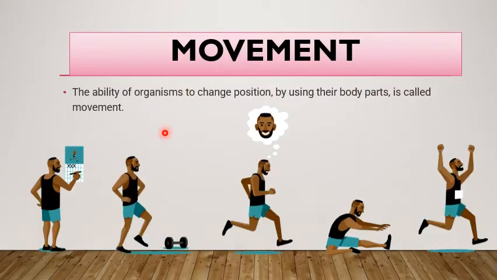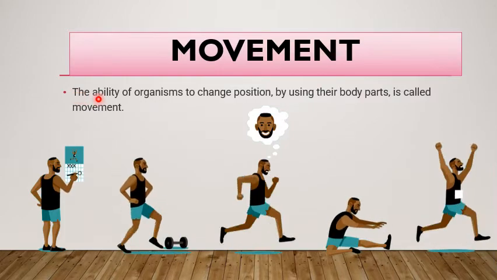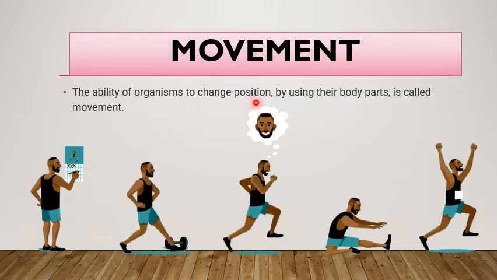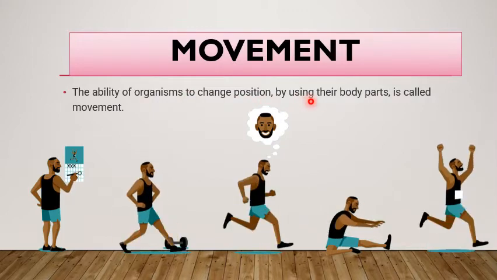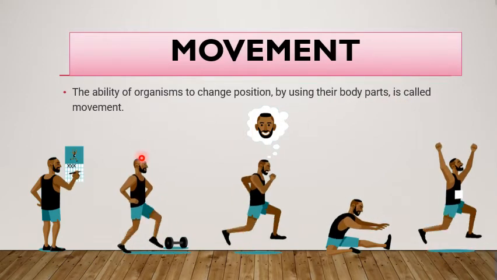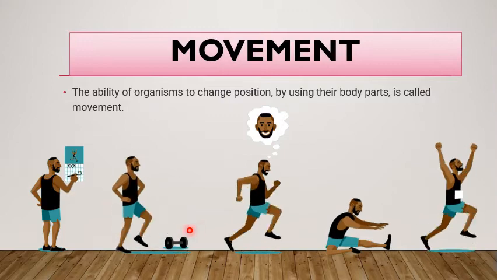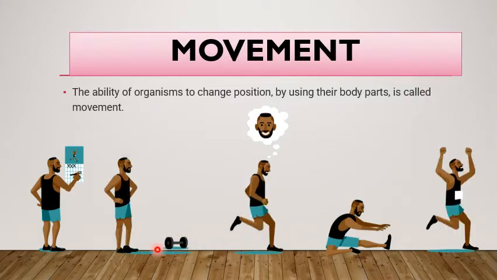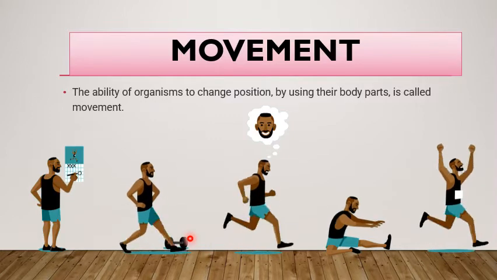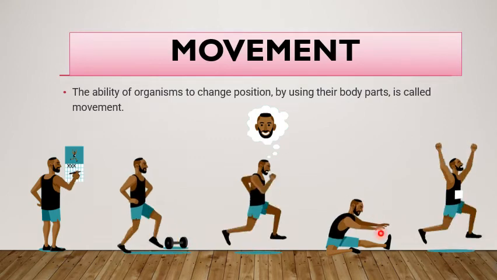Movement. What is movement? The ability of an organism to change position by using their body parts is called movement. As you are seeing in this picture, all are moving from one place to another and some are doing exercise, so their body parts are moving.